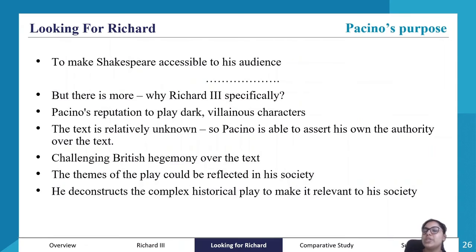And so what Pacino does is he takes this relatively unknown play so that he can go, okay, this is my interpretation of it, because it hasn't been done before. So he has a lot of creative liberty and authority over the text that he wouldn't have had with other plays that have had adaptations, like Romeo and Juliet. So many movies made, so many plays, and different novel adaptations made. Same thing with Hamlet.